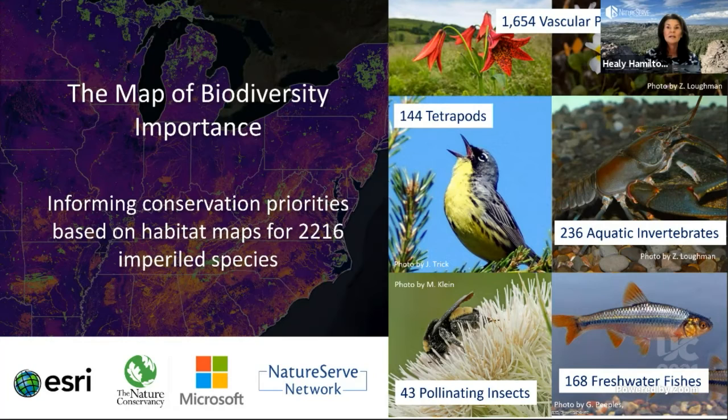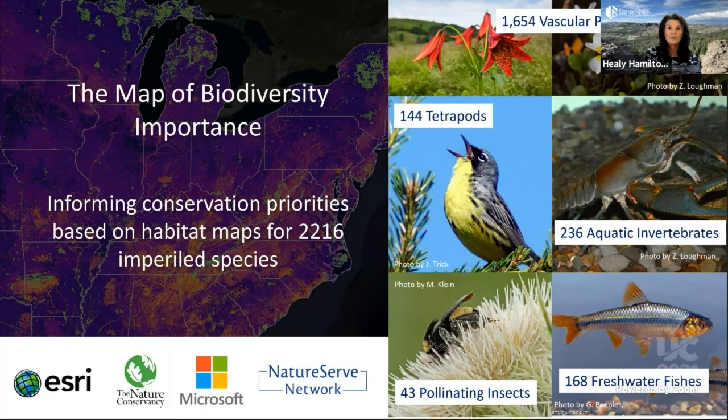By developing individual habitat models for a very diverse taxonomic suite of over 2,200 imperiled species, and then aggregating and analyzing these data, we reveal spatial patterns of imperiled biodiversity at unprecedented taxonomic and spatial resolution.